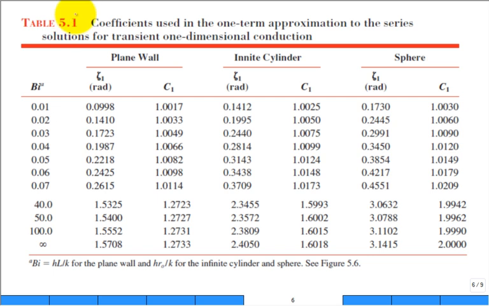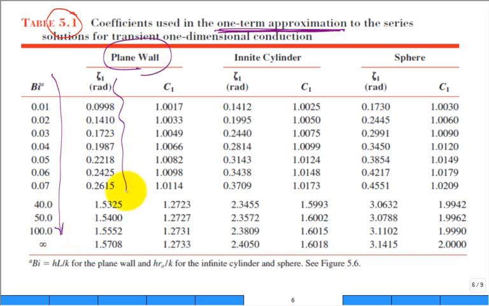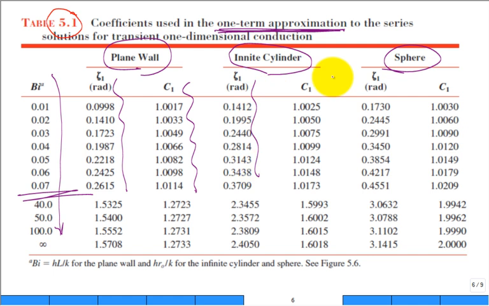Table 5.1 gives you the information needed for the one-term approximation of the series. As a function of the Biot number for the plane wall, you can get zeta 1 as well as that constant C. Now, I cut this table right here, okay? There's a bunch of lines skipped. So we have the top of the table, the bottom of the table. Same thing for the infinite cylinder and for the sphere, zeta and C.